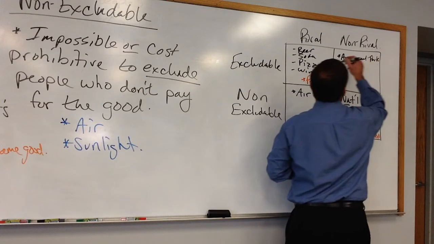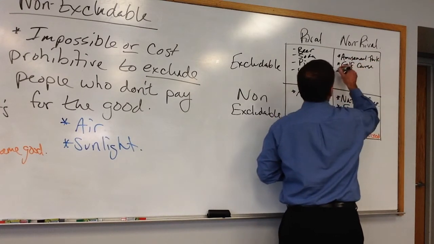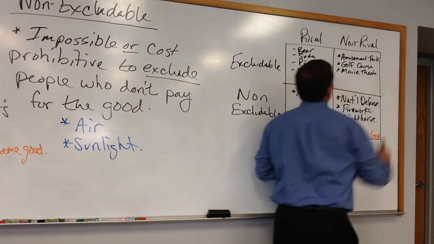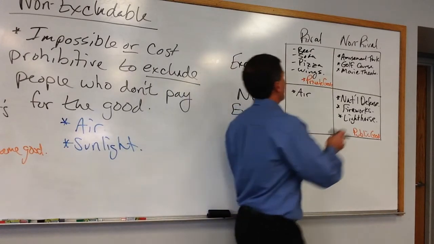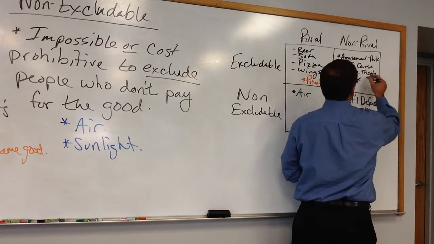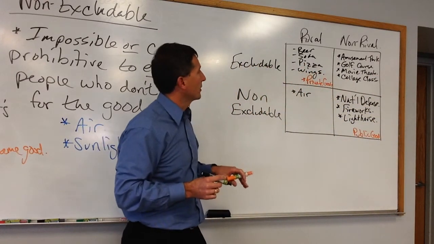So an amusement park might fall here. Do we have a name for that? A golf course might fall here. A movie theater might fall here. Excludable and non-rival. Maybe the classroom. Your college education, college class, yeah, might fall into this category.